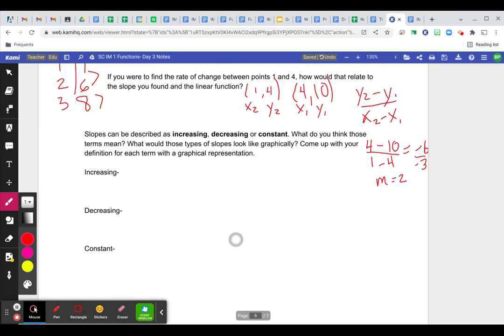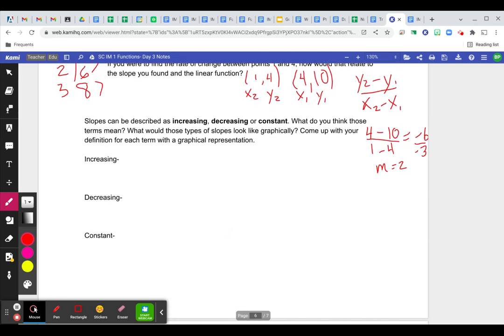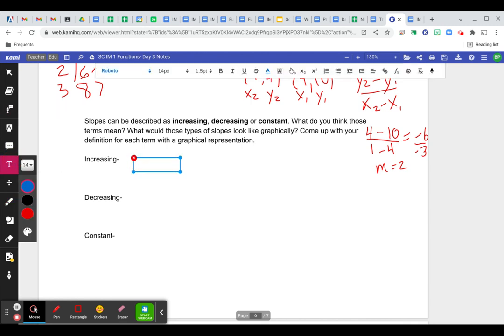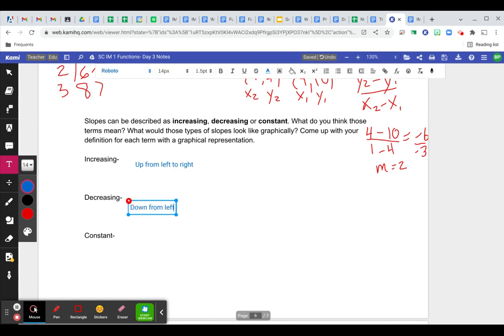Lastly here, slopes can be described as increasing, decreasing, or constant. What do you think those terms mean? You'll want to do a little research here, but we, again, already kind of have referenced this throughout the lesson today. Increasing is going to go up from left to right. Decreasing is going to be going down from left to right. And you'll notice that it has a negative slope. And we should say up here that this guy is going to have a positive slope. Positive slope. And then a constant slope.